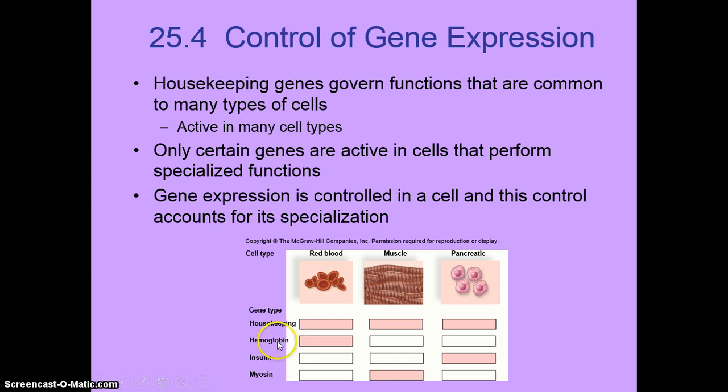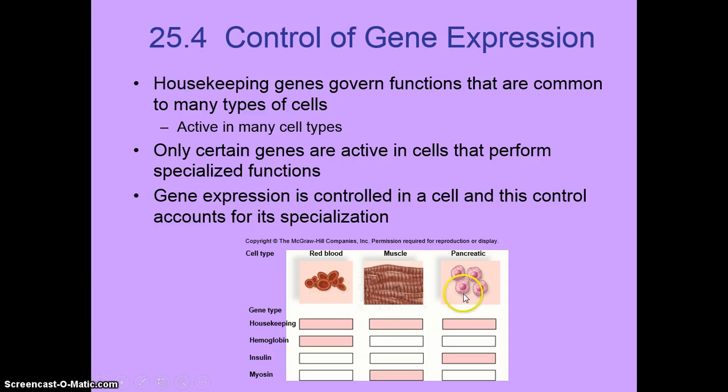So if you can see down here in the picture, the gene type: the housekeeping gene, the hemoglobin gene, the insulin gene, or the myosin gene. Housekeeping genes are turned on in all three of these different types of cells. Those govern the typical things that cells need to be able to do. However, the gene for hemoglobin is prevalent in red blood cells, while the gene for myosin is turned on in the muscle cells, and in the pancreatic cells the insulin gene is turned on.